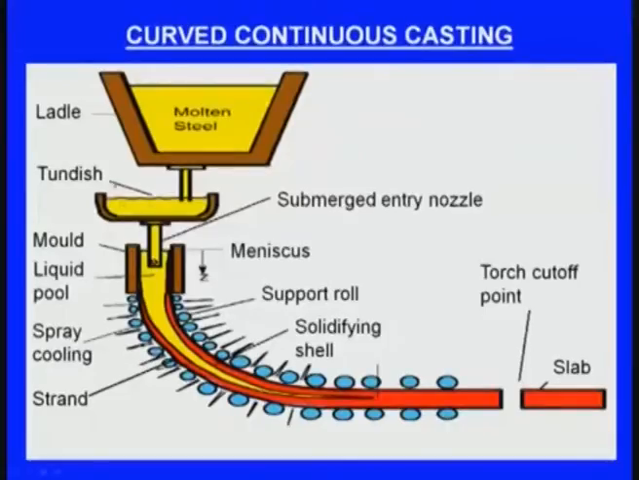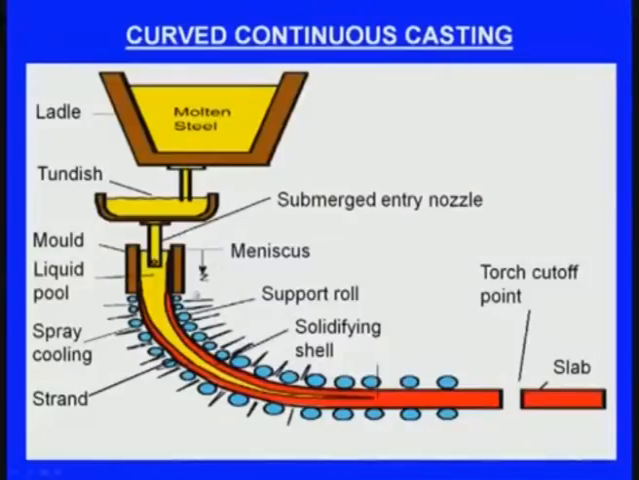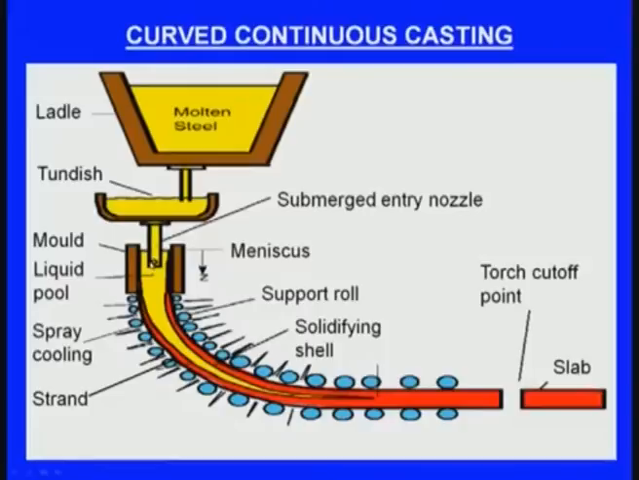And here there is a ladle which accommodates the molten steel. This curved continuous casting process is mainly used for making steel billets. So, here we can see the molten steel is here in the ladle. From the ladle it comes to the tun dish. Tun dish means the local reservoir. Now, here is the mold. So, it passes through the mold.